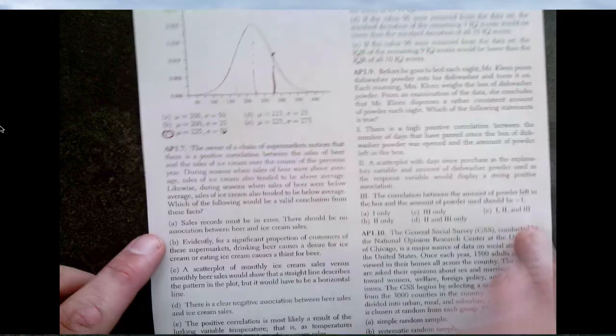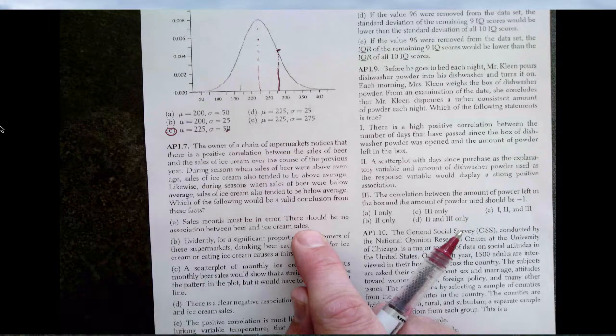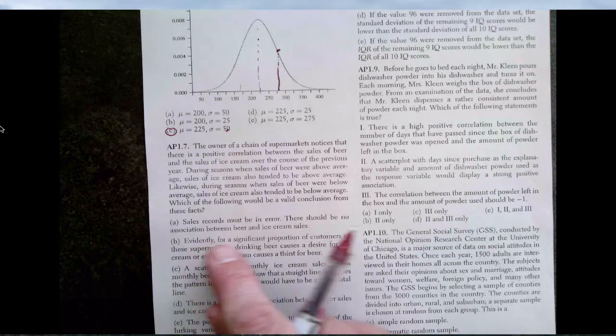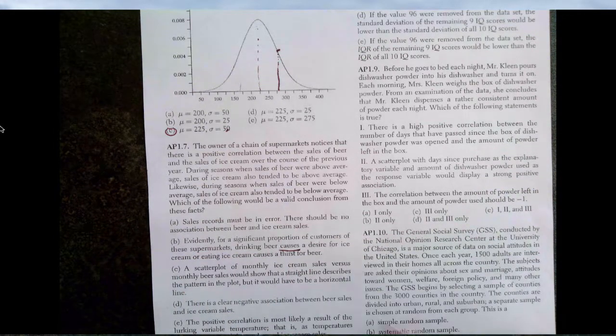Okay, it says sales records must be in error. There should be no association between beer and ice cream sales. Okay, we don't know that. B, evidently for a significant portion of customers of these supermarkets, drinking beer causes, okay, no matter what, that's not it, causes a desire for ice cream.